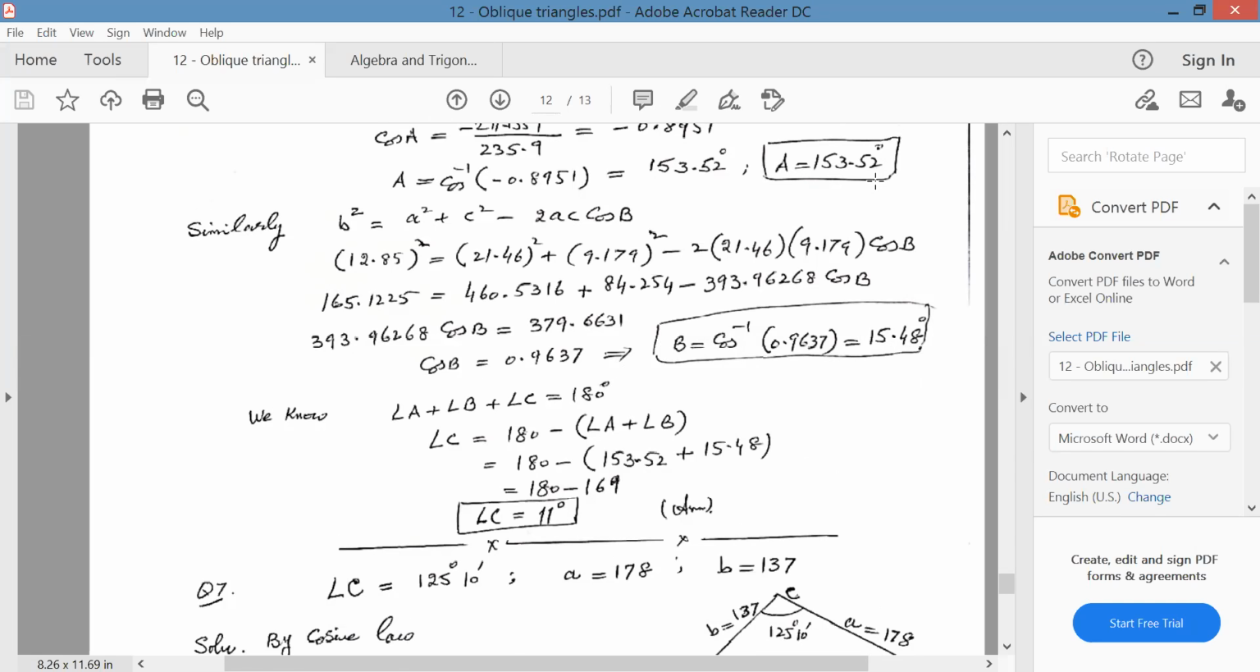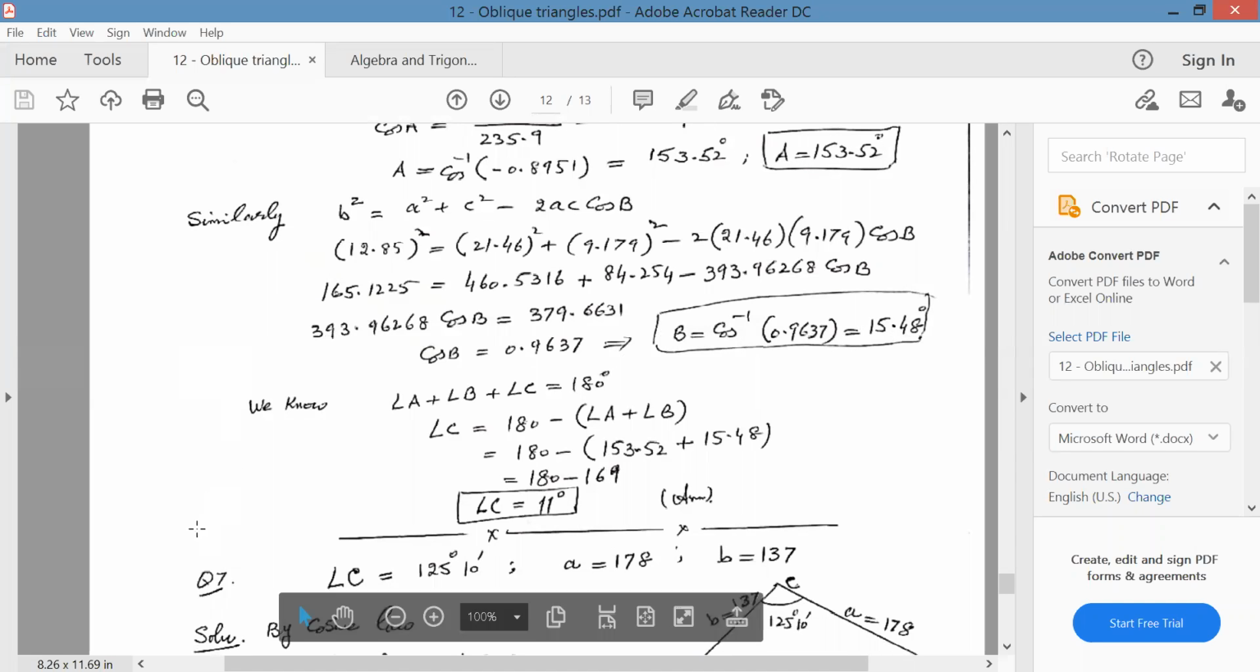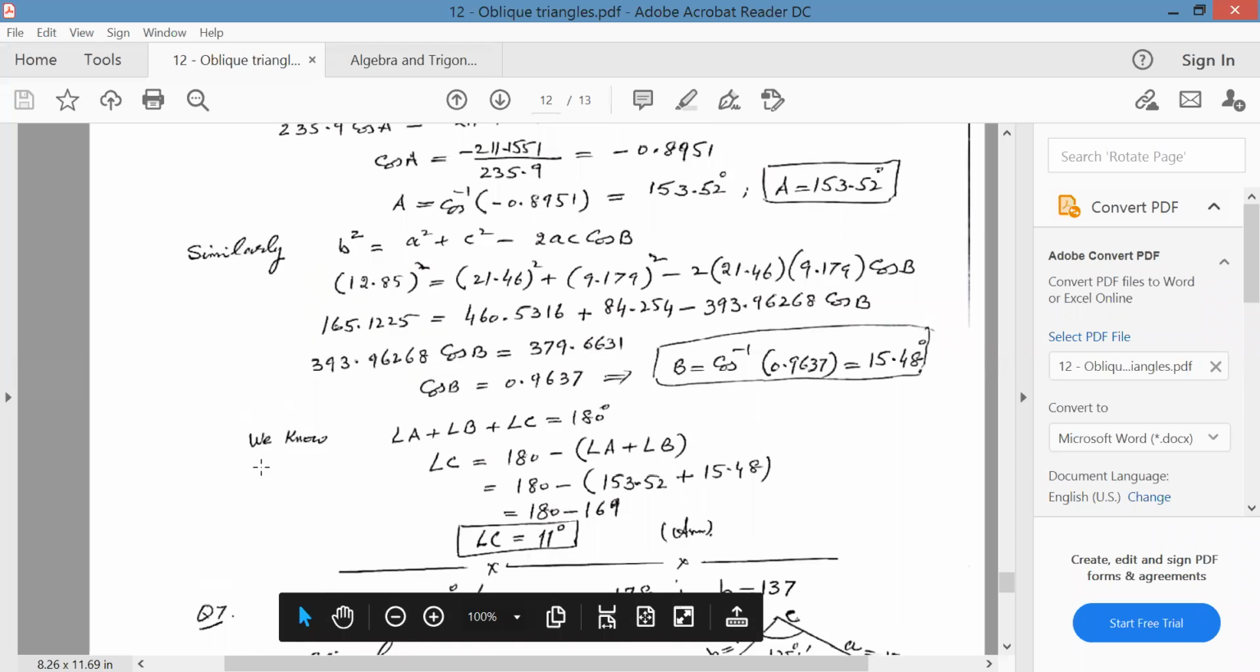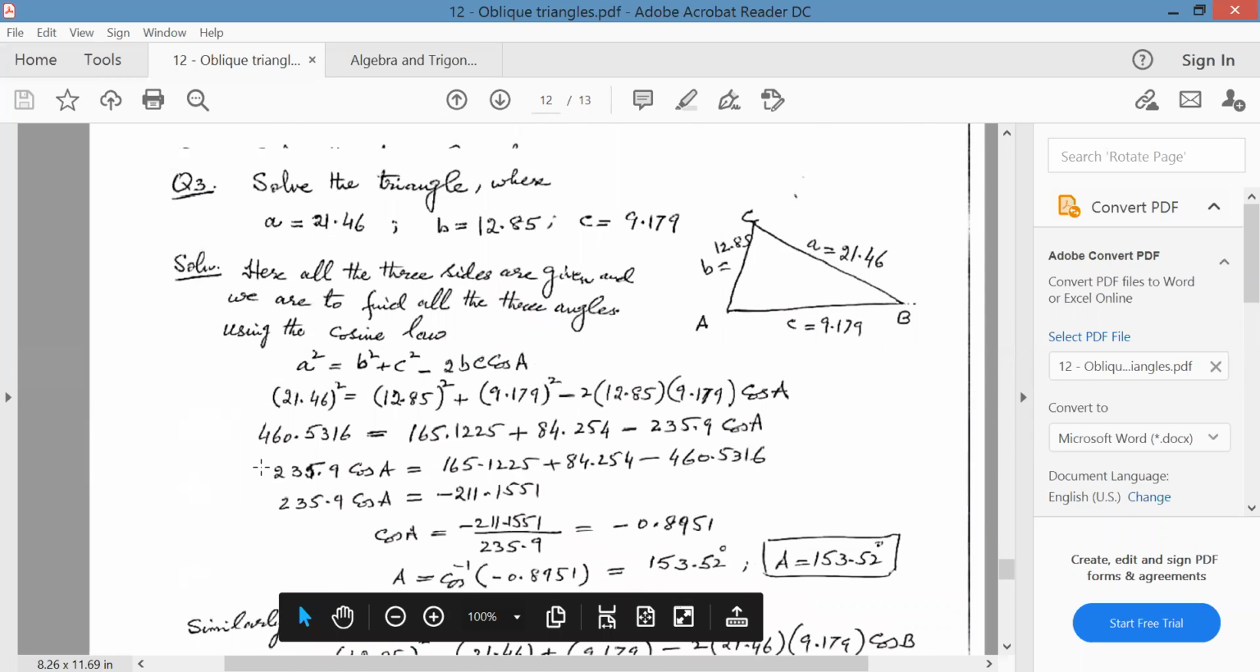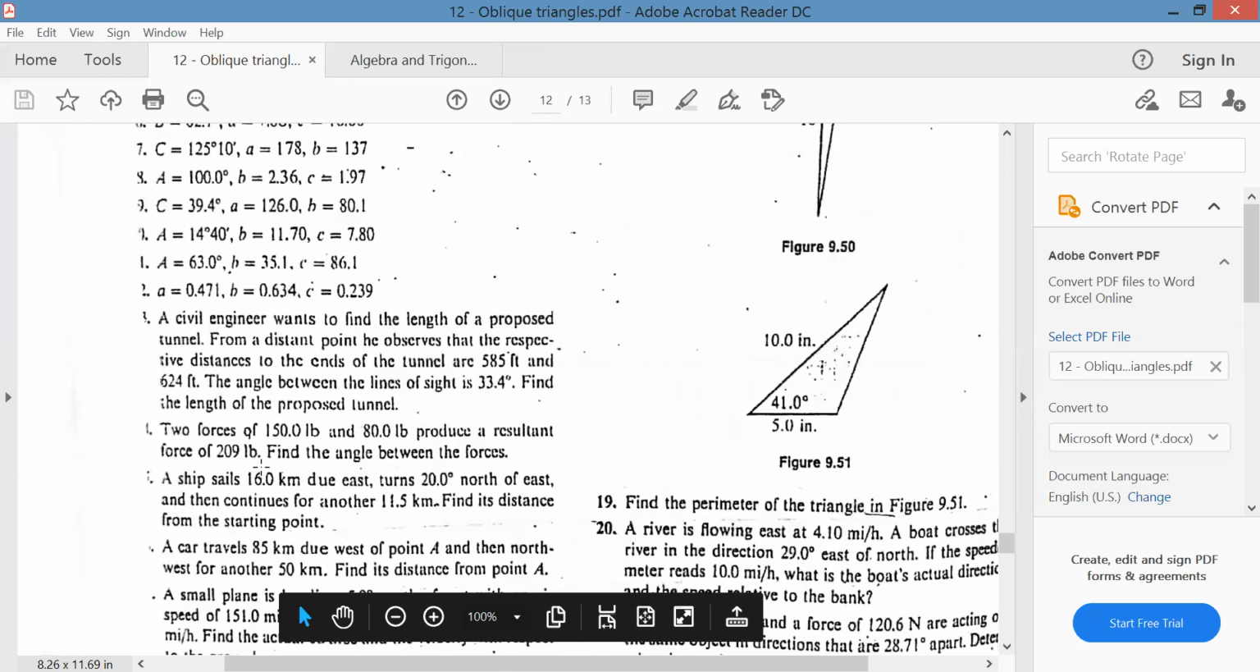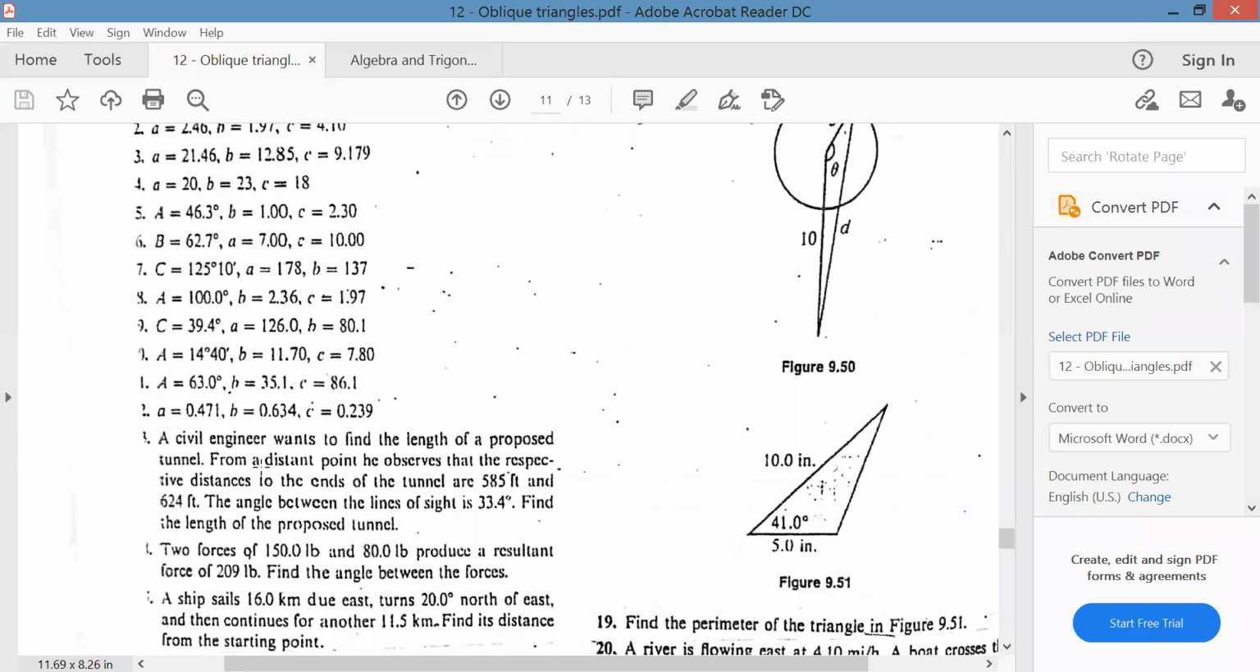Okay, let me attempt question number 7. Look, question 7 from the exercise. Let me note it down. What is question number 7? Well, gentlemen, on your screen, this is question number 7. Angle C is 125 degrees and 10 minutes. A is 178. B is 137.